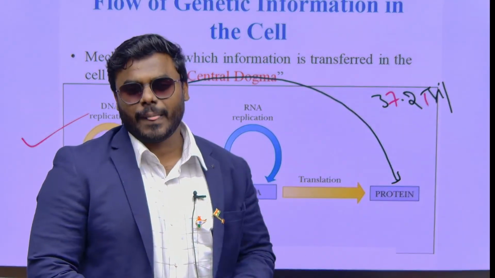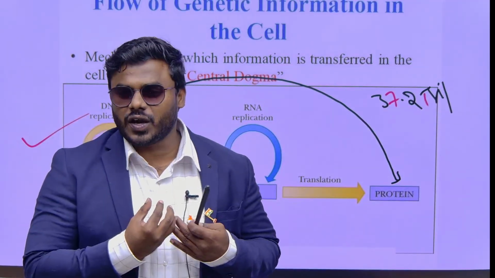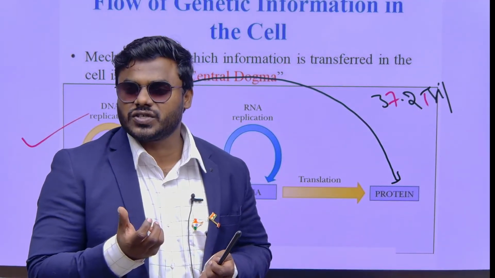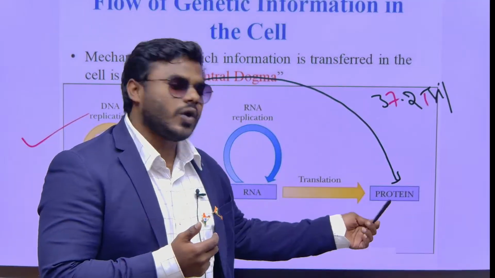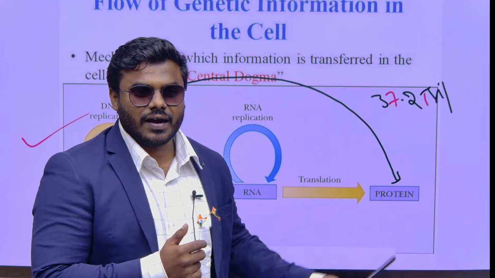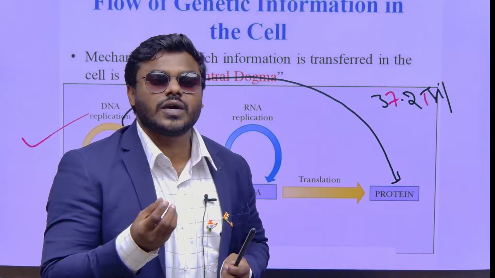An example: there is a continuous supply of oxygen in the body. Who will supply the oxygen? Hemoglobin. Hemoglobin is what? Protein in nature. Correct? Can you imagine body reactions without enzymes?